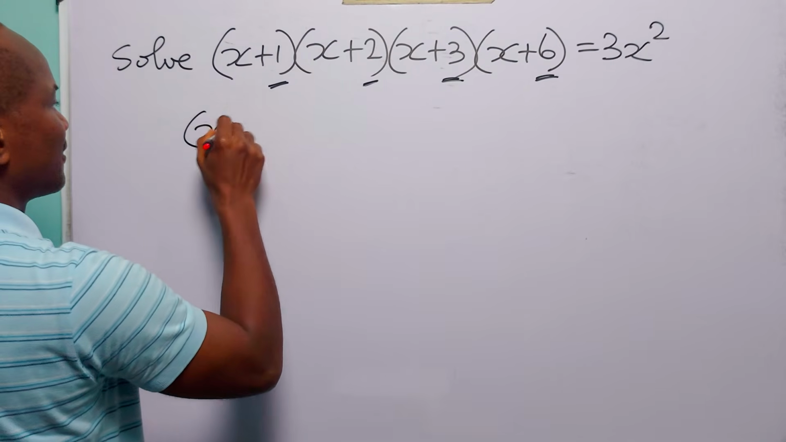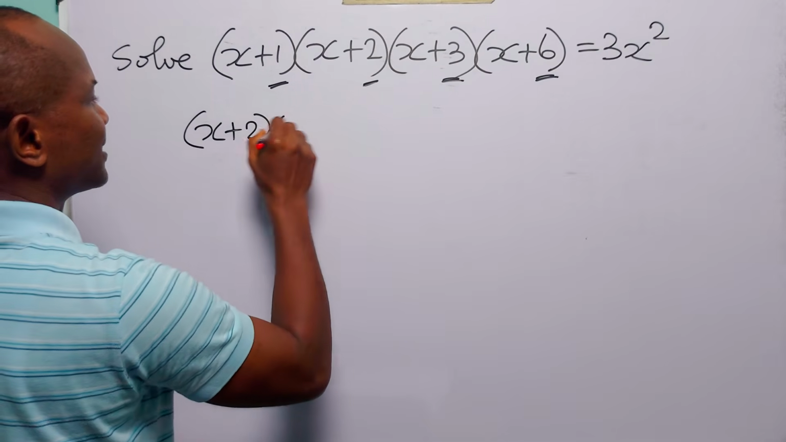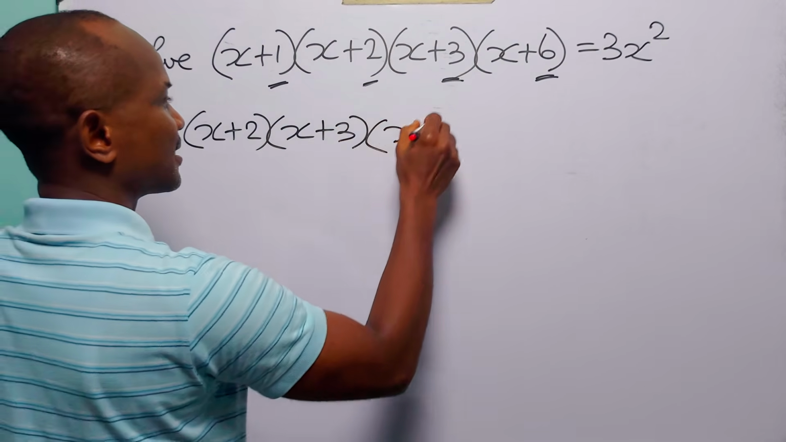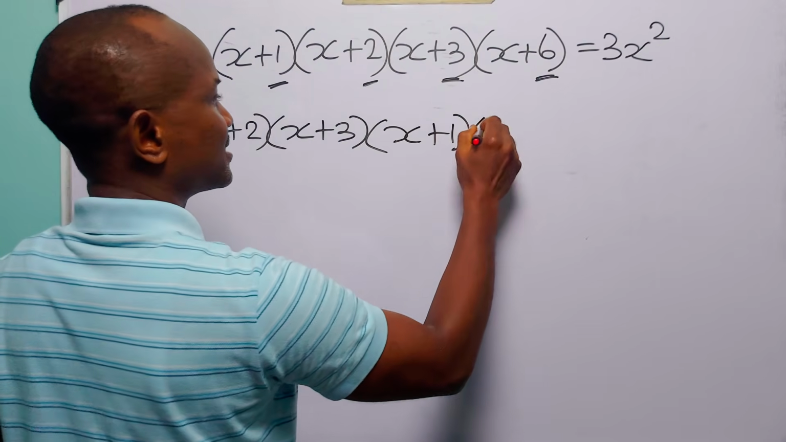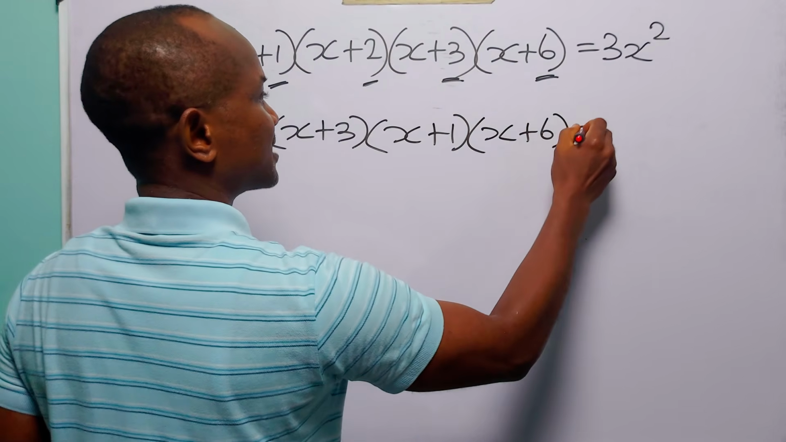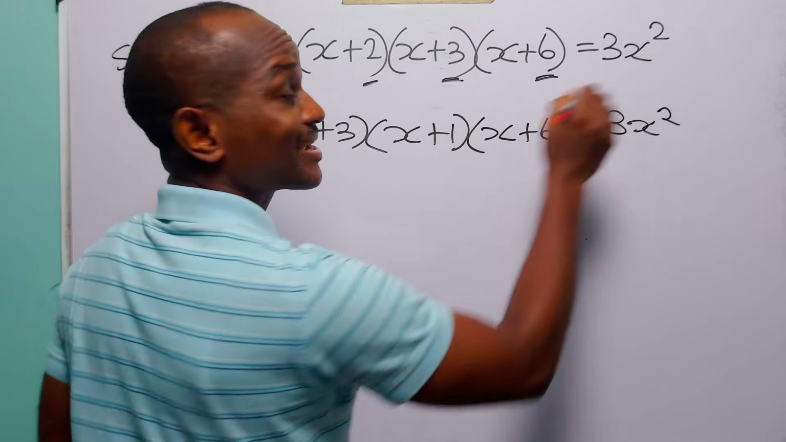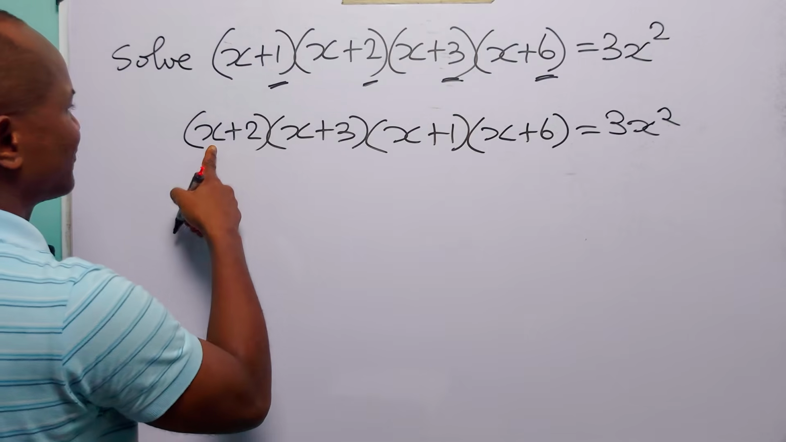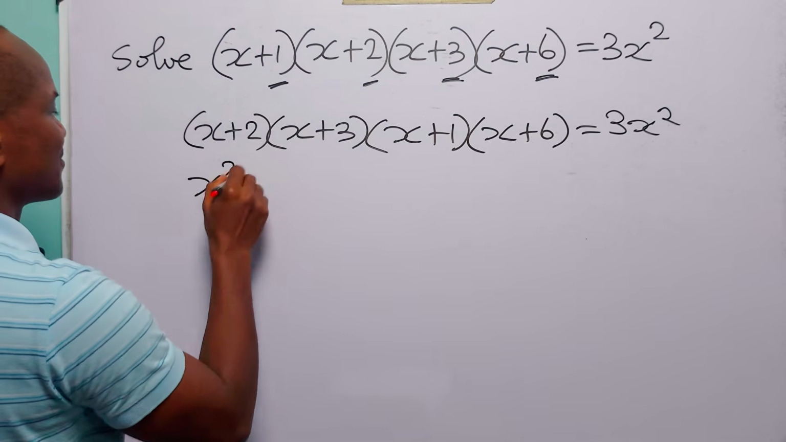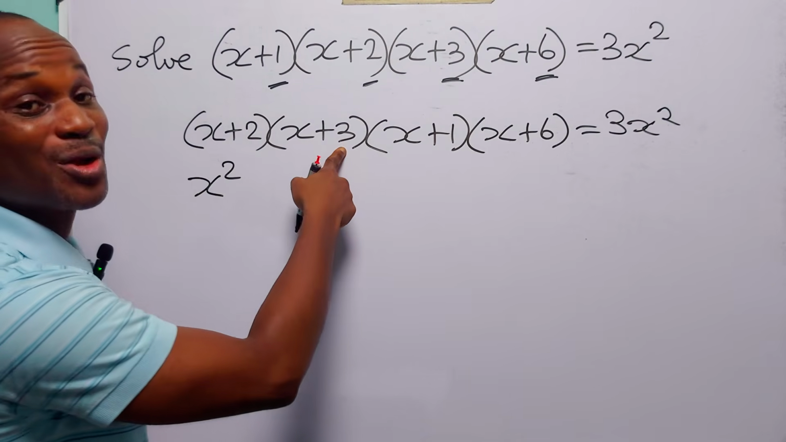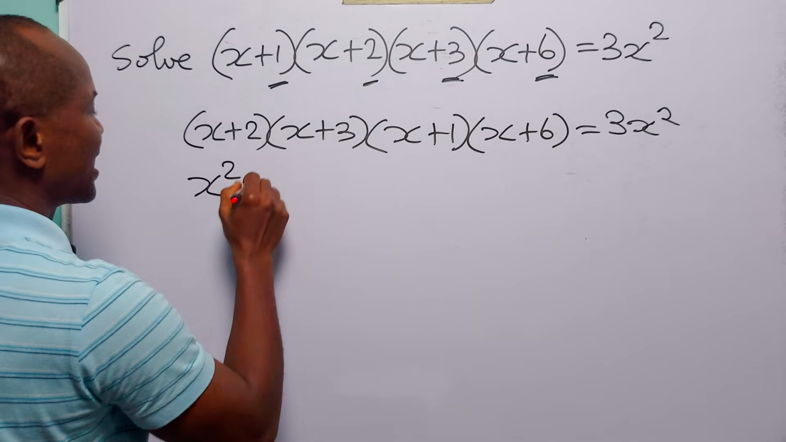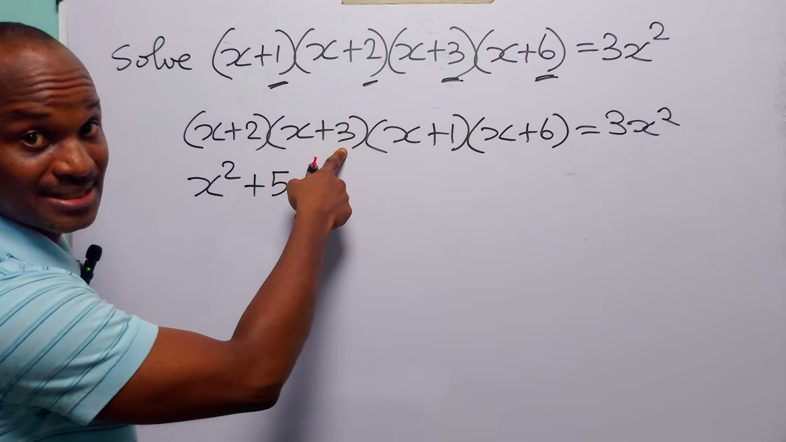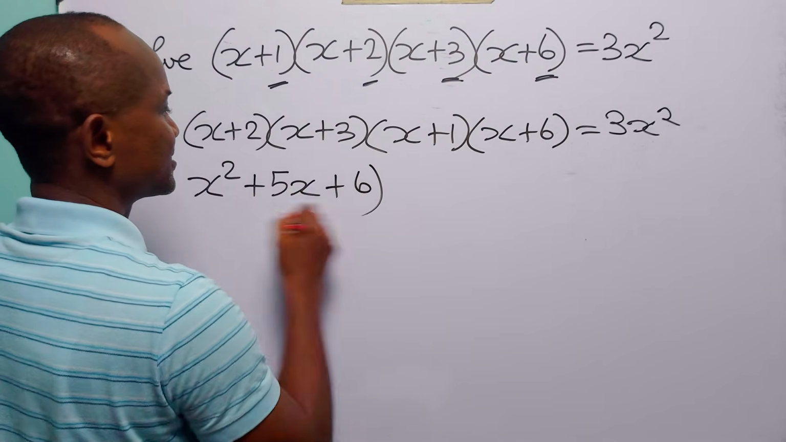We have x plus 2, followed by x plus 3, then followed by x plus 1, and lastly x plus 6, and of course this is equal to 3x squared. Now let us multiply these two factors. We have x times x, which is x squared. Then 2 plus 3 is going to give us 5, so we have plus 5x. Then 2 times 3 is, of course, 6.